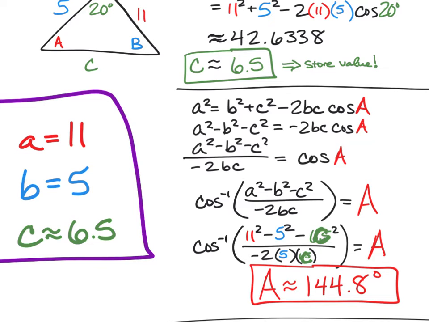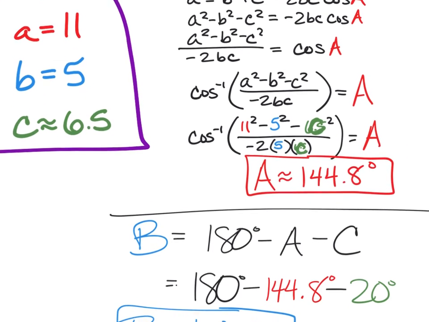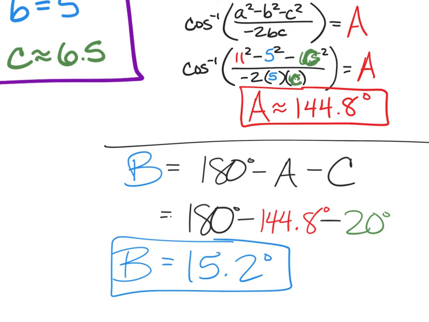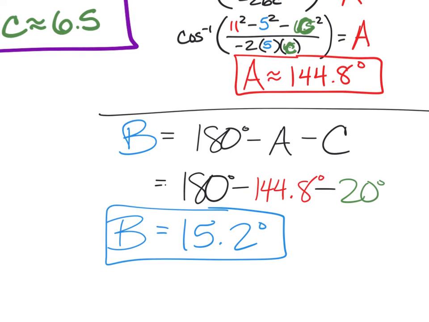Now, some people are probably thinking, man, Ms. Quigley, we have to do that again. Well, remember, we now know 2 of the 3 angles. Use geometry to figure out what the other angle is. We know that a triangle has 180 degrees, so if we take away angle A and angle C, which we already know, the only thing angle B can be is 15.2 degrees.